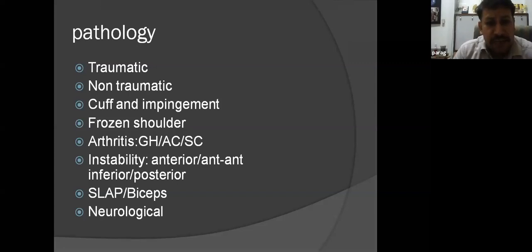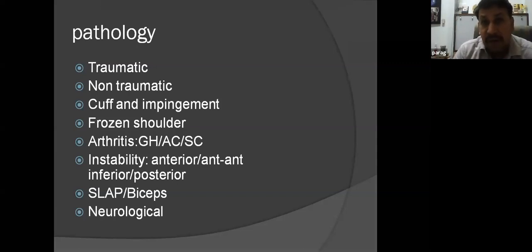But in non-traumatic situations, one of the most common pathologies that would come into a shoulder clinic is related to the rotator cuff and subacromial impingement. You can have frozen shoulder, which obviously is probably one of the most common pathologies as well. Patients will come to you with arthritis. This could be of the glenohumeral joint.